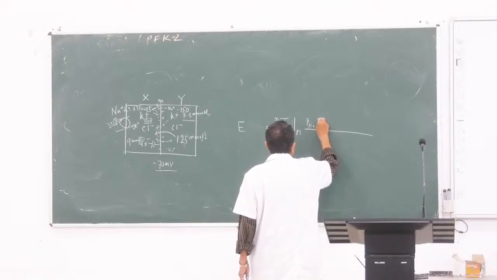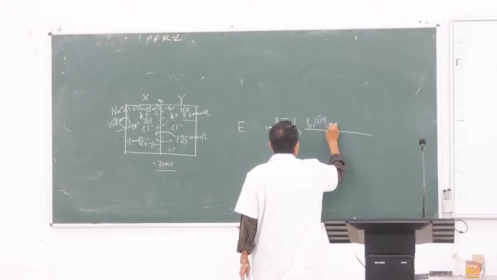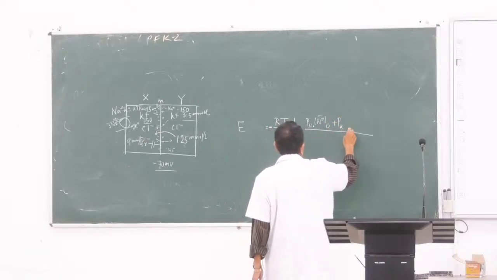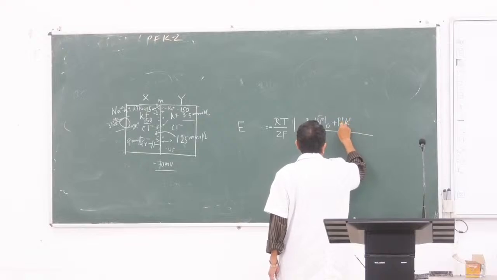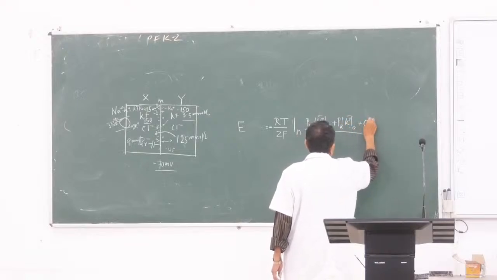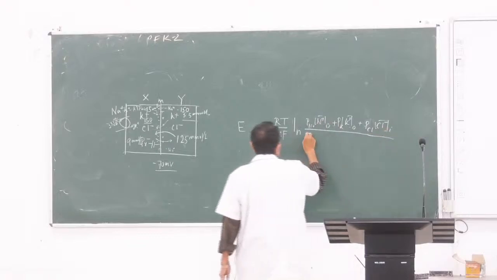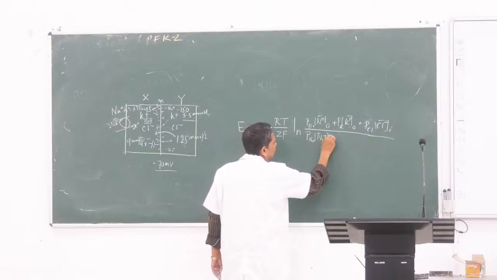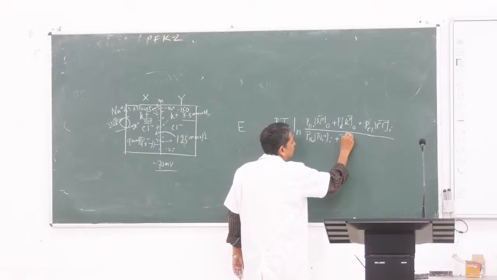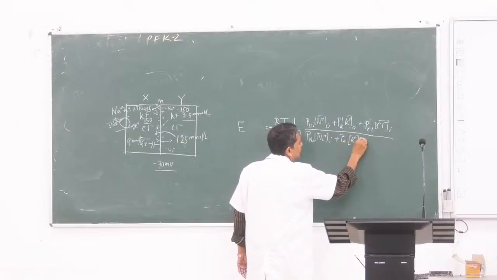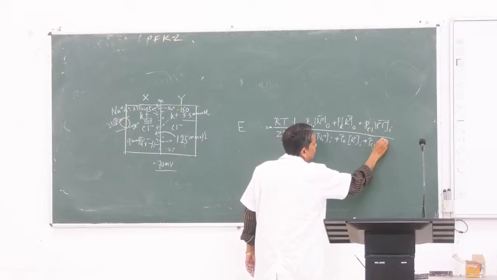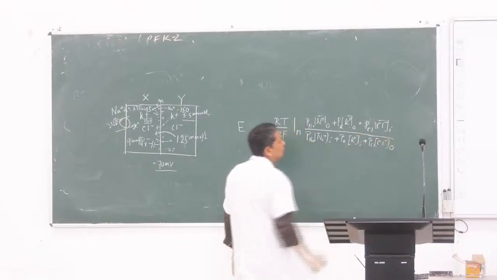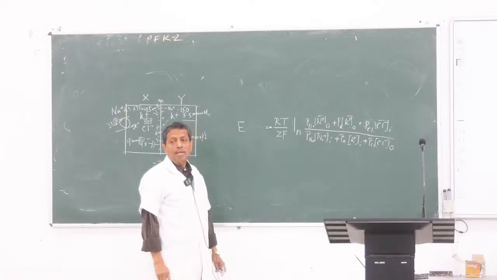PNa, sodium concentration outside, plus PK, potassium concentration, plus chloride permeability PCl into chloride concentration inside, divided by PNa, sodium concentration inside, and potassium permeability into potassium concentration inside, plus PCl, chloride concentration outside, reverse of this due to charge difference. And this is the Goldman constant field equation.